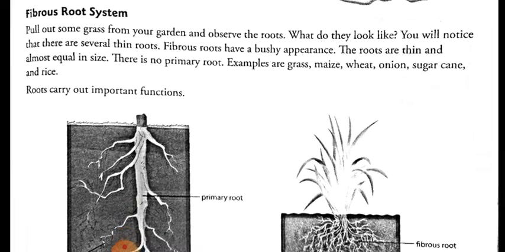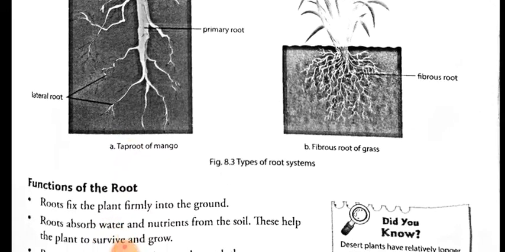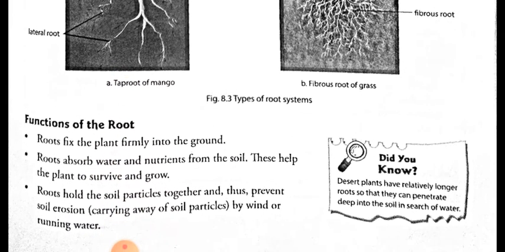Then we also saw some of the functions of the roots. First function, roots fix the plant firmly into the ground. It connects the stem with the soil and helps the plant to stand straight. Next, roots absorb water and nutrition from the soil, which helps the plant to survive.